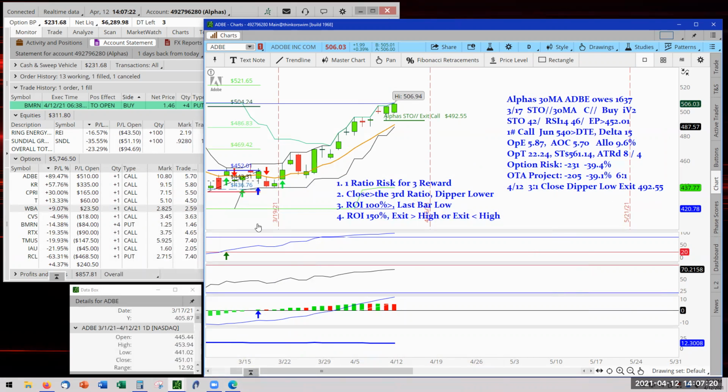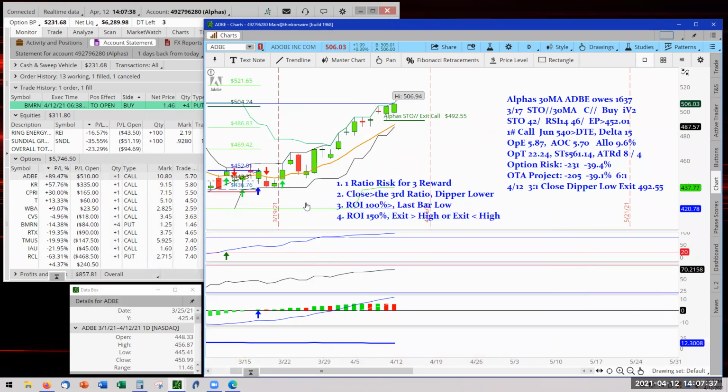So the journal is now up to date. This is my online journal, and here are the rules for the exit. First ratio was here. Now the close is greater than the third, dipper low. That's what we got here. And look here, we are at 89%, so we're 11% away.